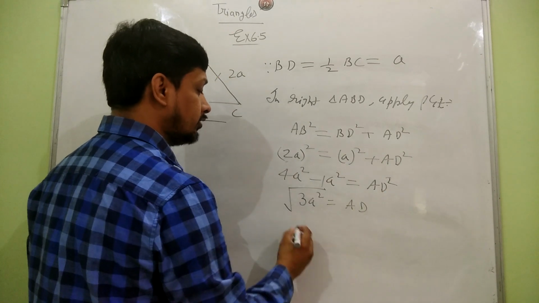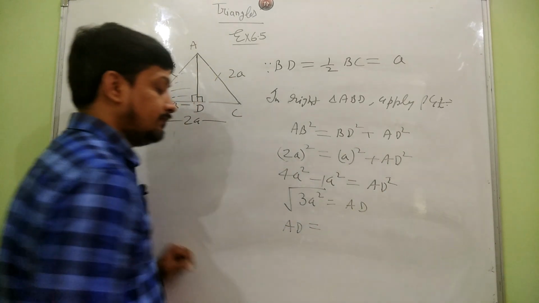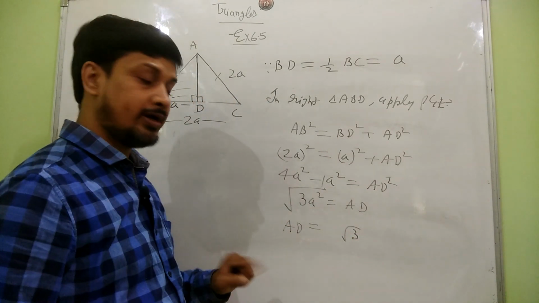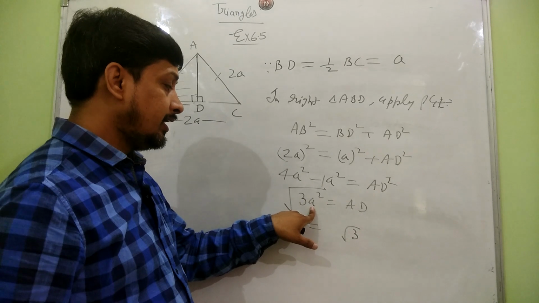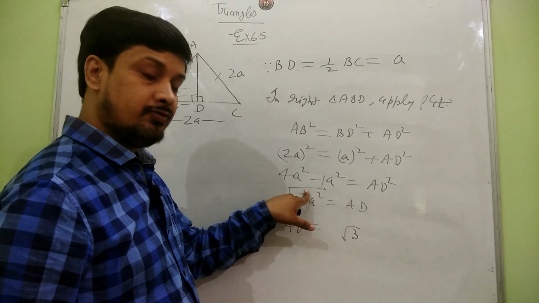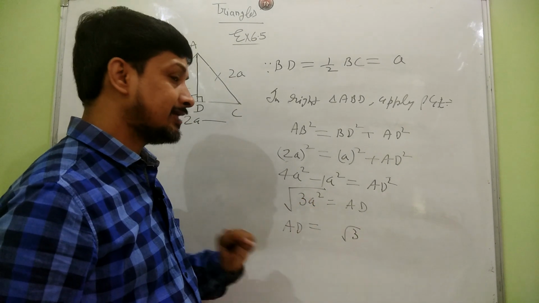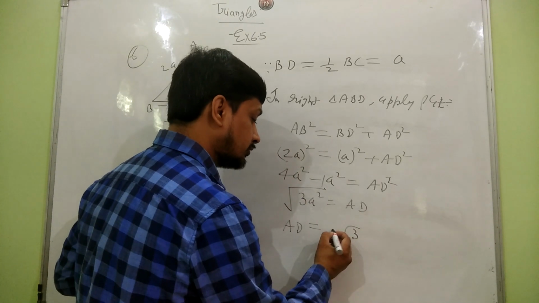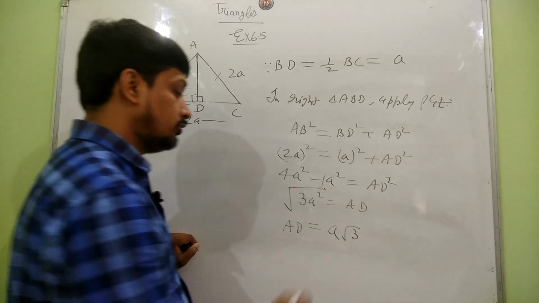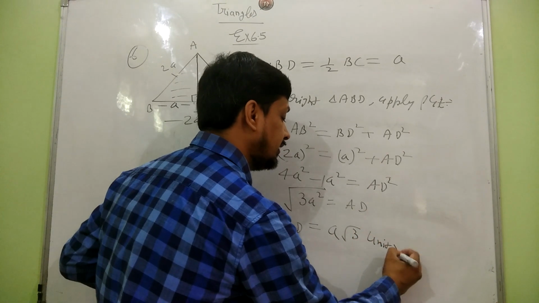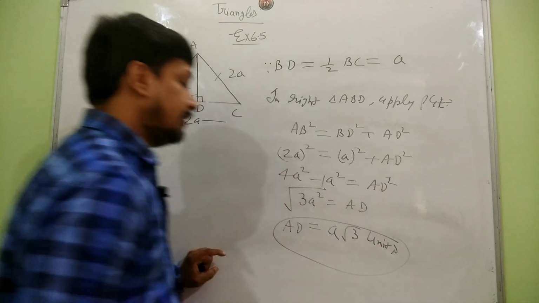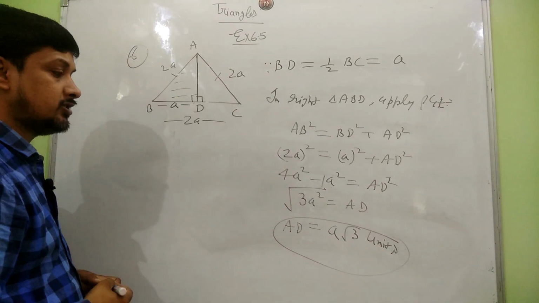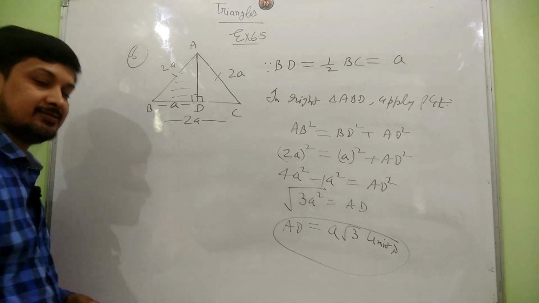And the square will be shifted to give the root of this term. The square root of 3 cannot be solved because it is not a perfect square, but the square of A and the square root at the same time, the square will be cancelled by the square root and it will be A root 3. So A root 3 units will be the measure of each of the altitudes. So this is the solution.